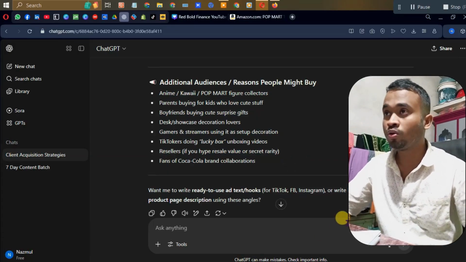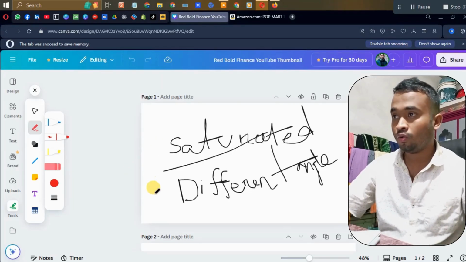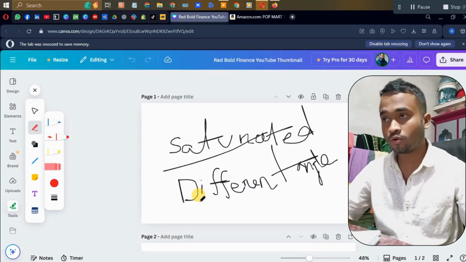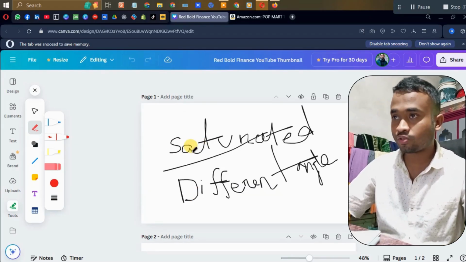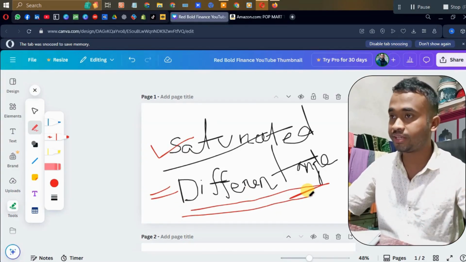So right now we will go to Canva. Okay, so we are now in Canva, and in here we will analyze more about this product. So we found a saturated product, and we will sell this product with a different angle. The angle we already found from ChatGPT.